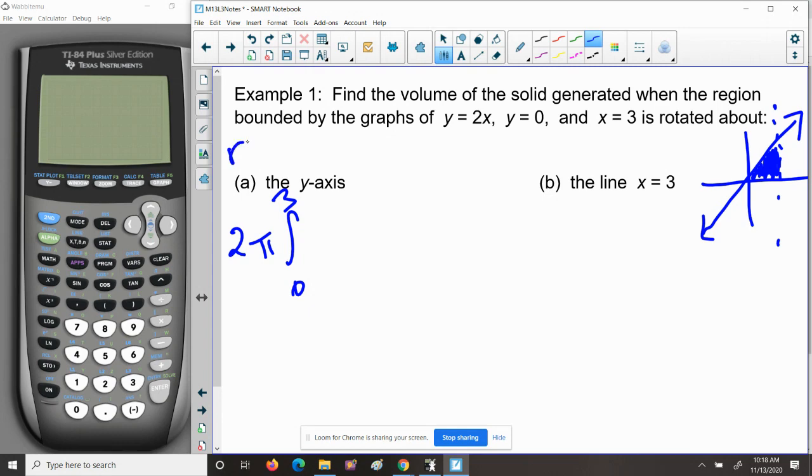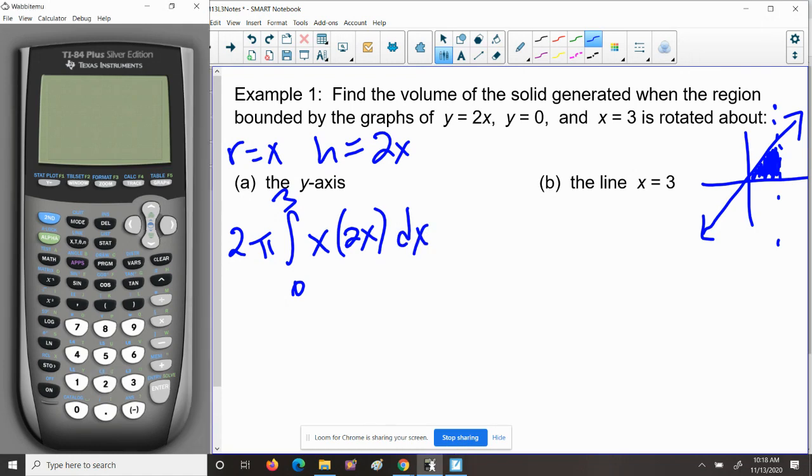We need r and h. R is always going to be x if we're going around the y-axis, remember. Height is upper minus lower. Upper of this area would be 2x. Lower would be 0. So 2x minus 0 is just 2x. So we have x times 2x. Let's do this without the pi: integral of x times 2x, dx, from 0 to 3. That's going to give us 36 pi.